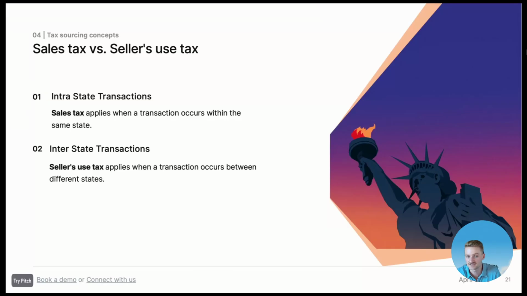And for most foreign sellers and for most business use cases in the US these days, seller's use tax is more relevant. This does come up when you're registering for a sales tax permit. Many states will ask you whether you're registering for an in-state permit, which is sales tax, or for seller's use tax, which can be an out-of-state permit. Just wanted to point this out, and we have an example on the next slide.